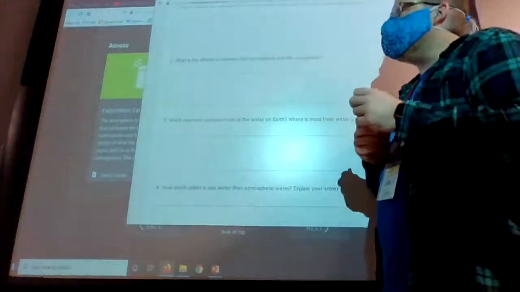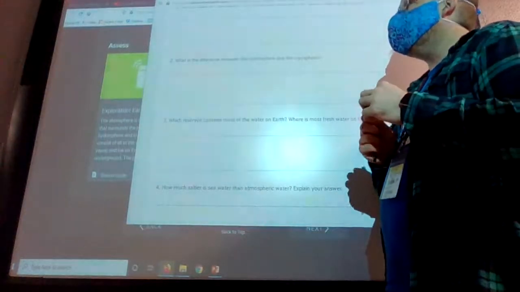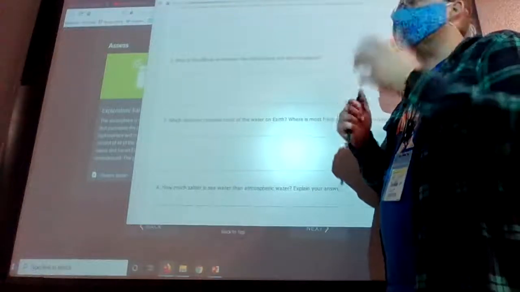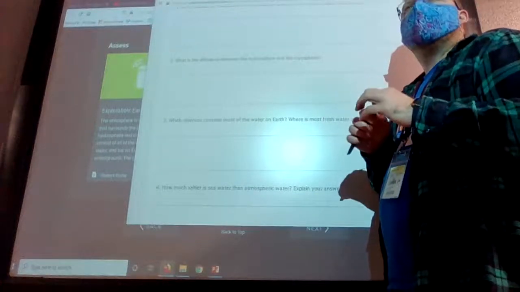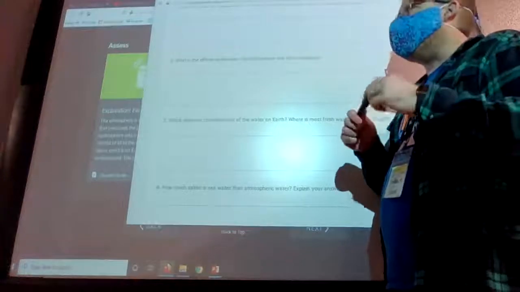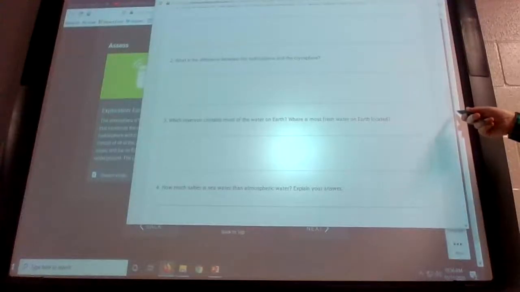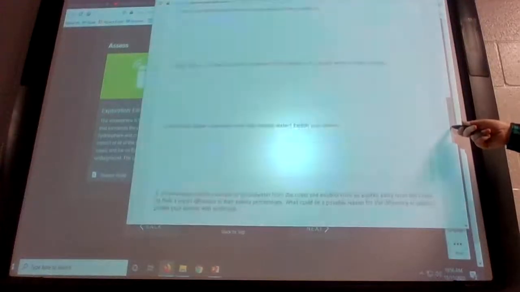Two, what is the difference between the hydrosphere and the cryosphere? That's pretty simple. Hydrosphere is liquid water. Cryosphere is water frozen into ice or snow. Easy.